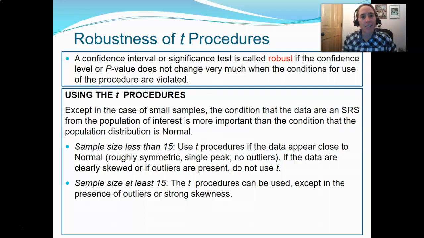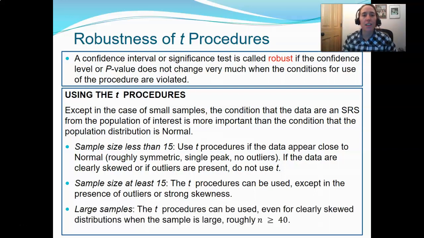Basically, with all of our examples, you can run the T procedures, but just keep in mind the strength of your test when you're performing these and writing your conclusion. Large samples don't really matter. As long as you have a large sample, you can use the T procedures even for clearly skewed distributions. And that goes back to the central limit theorem with our sampling distributions, because we know our sampling distributions are pretty normal.